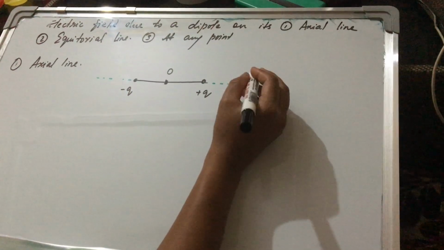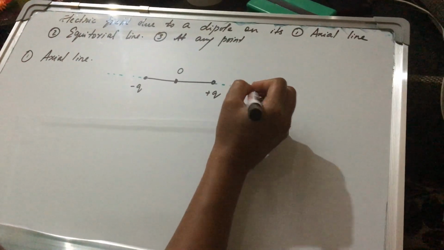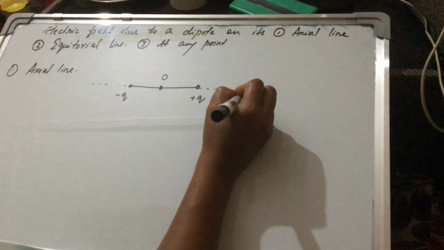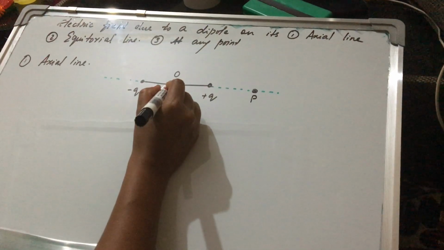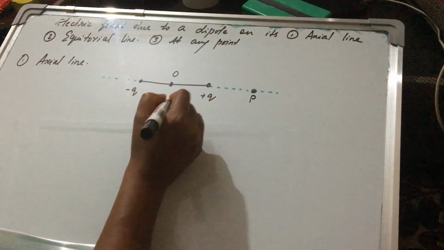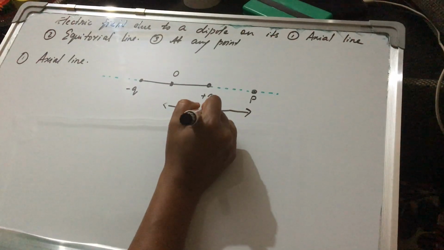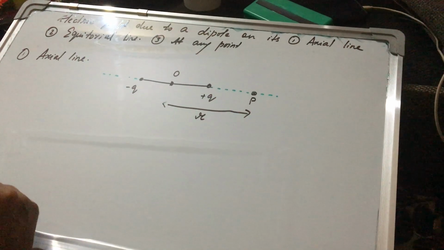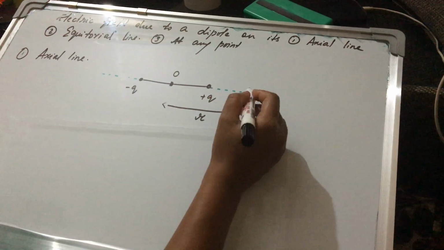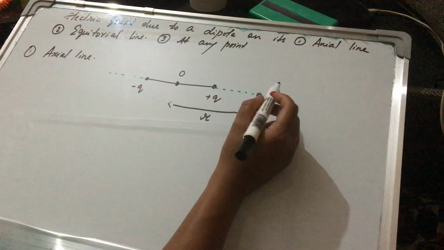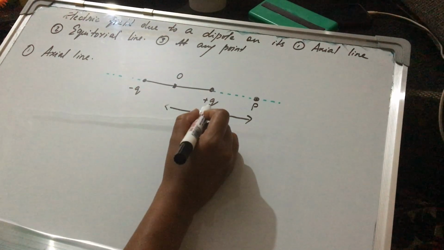For instance, let me choose here, and let's say this is point P, a point at which we are interested to find the electric field. Let's say the origin is O, and this distance is r. Now at this point, the electric field will be due to minus q and plus q, right?